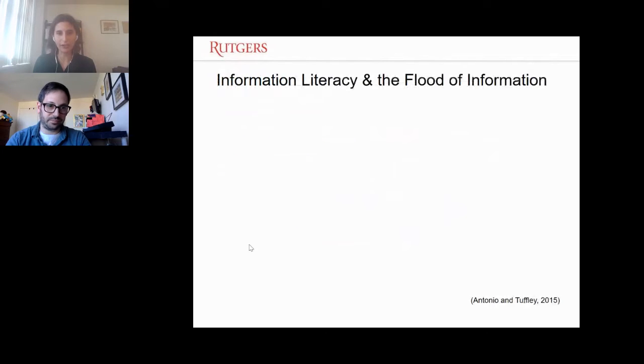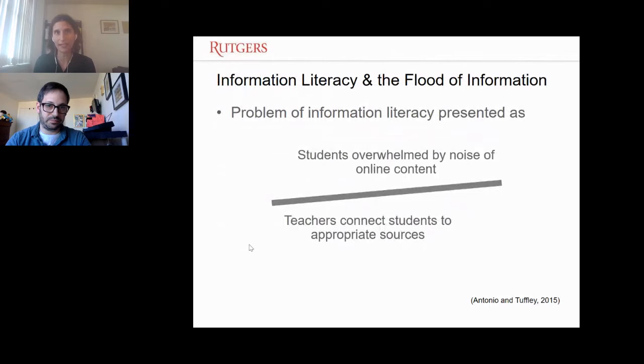So, information literacy and the flood of information. The problem of students lacking information literacy is often presented as students being overwhelmed by the noise of online content. There's so much content, they're searching it without necessarily understanding where it's coming from or its application. They're using inappropriate sources such as Wikipedia or non-peer-reviewed sources, and it's teachers' role to connect students to appropriate sources, which is almost always peer-reviewed sources.